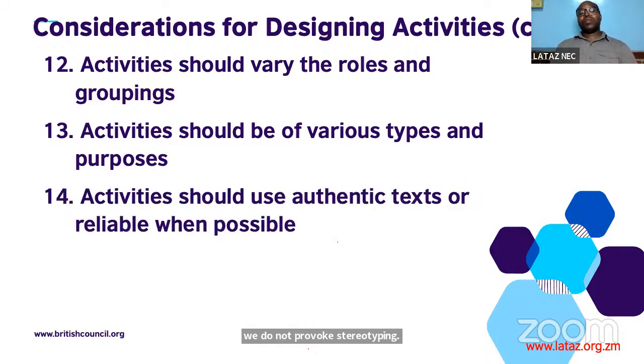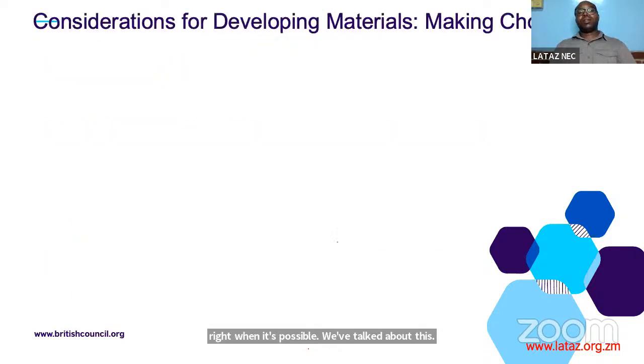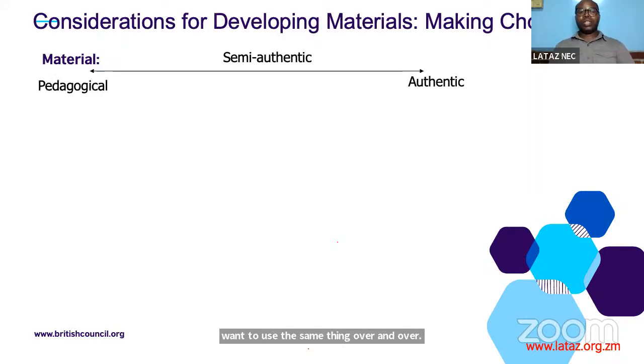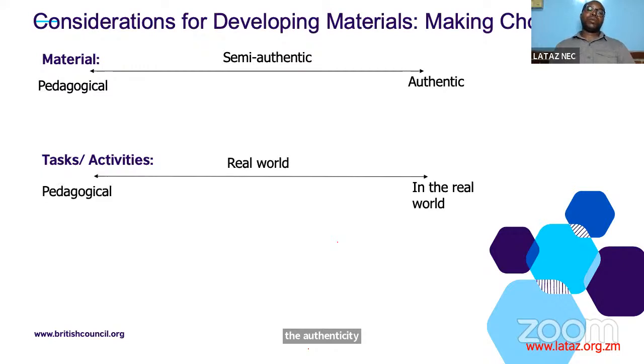Activities also should be of various types and purposes, of course. Authentic texts must be reliable and possible. We talked about this. Employ a variety of materials. Don't use the same things over and over. When making choices for materials, we look at the authenticity, and then it will determine the pedagogical approach.